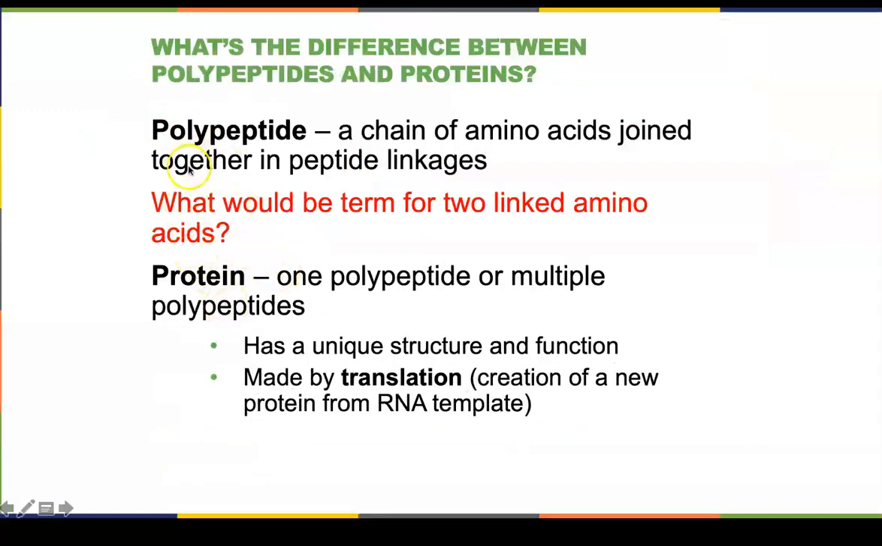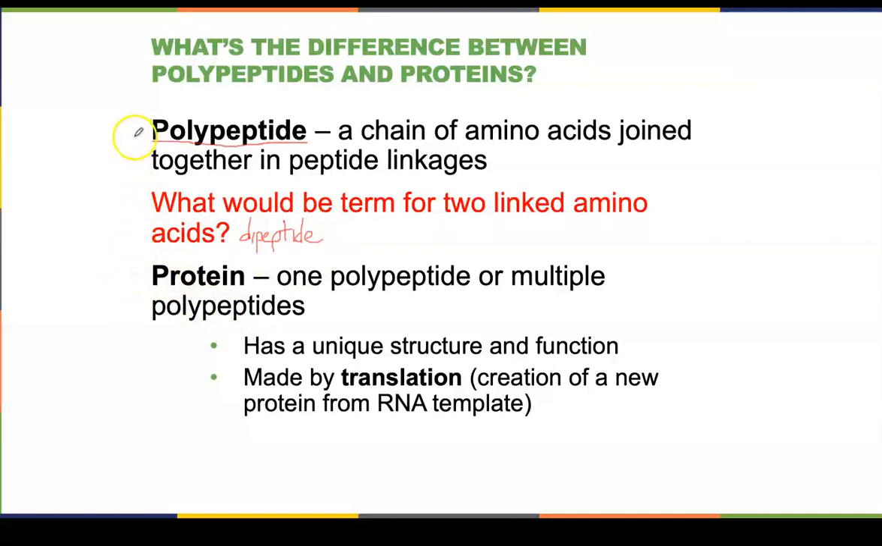So a polypeptide is a chain of amino acids joined together by peptide bonds or peptide linkages. I asked what's the term for 2 linked amino acids, and we just talked about that on the last slide: dipeptide.